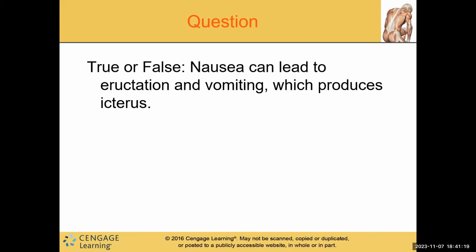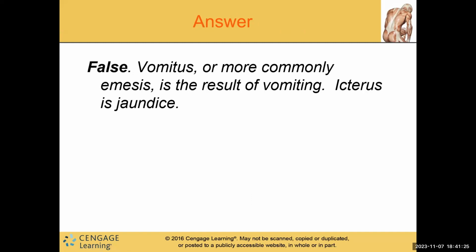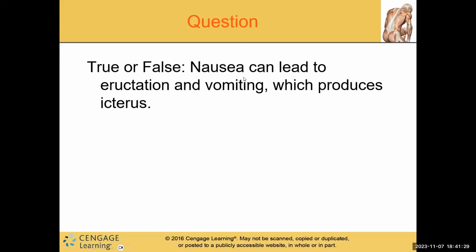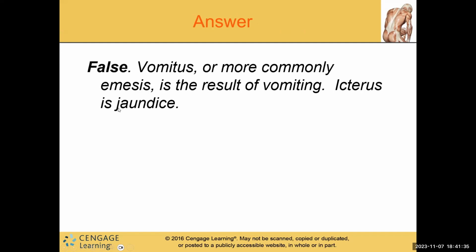True or false: nausea can lead to eructation and vomiting, which produces icterus. Okay, so yes, it can lead to eructation, which is burping, and vomiting, but icterus is jaundice, and nausea cannot lead to jaundice. You may have nausea at the same time as jaundice, but it's not the cause.